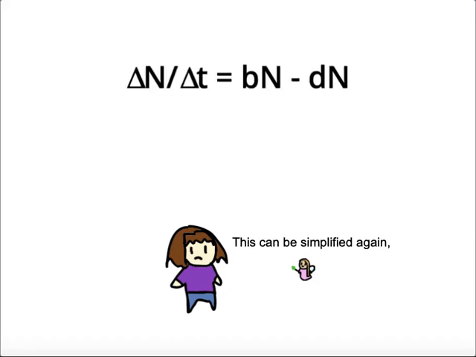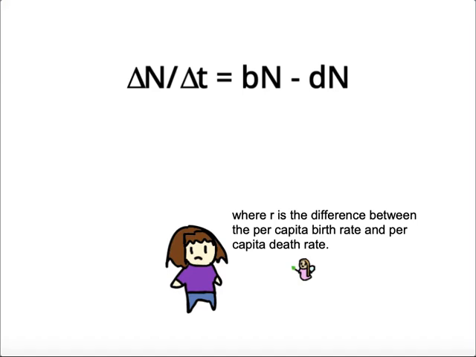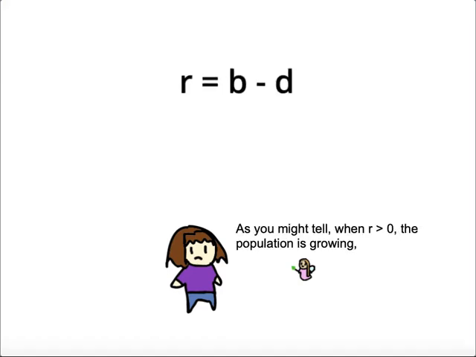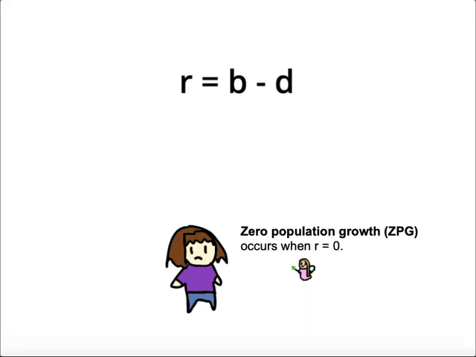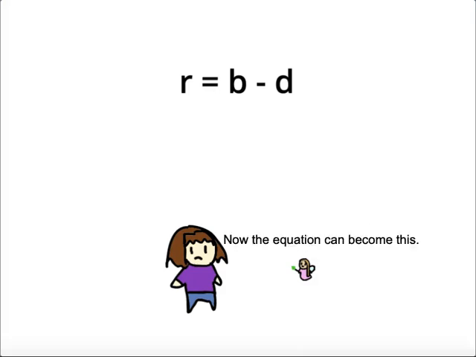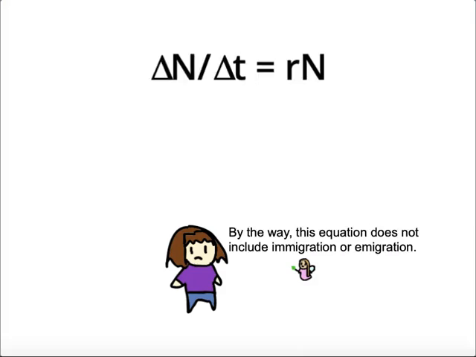This can be simplified again, where r is the difference between the per capita birth rate and per capita death rate. As you might tell, when r is greater than 0, the population is growing, and when r is less than 0, the population is declining. Zero population growth occurs when r equals 0. Now the equation can become this. By the way, this equation does not include immigration or emigration.